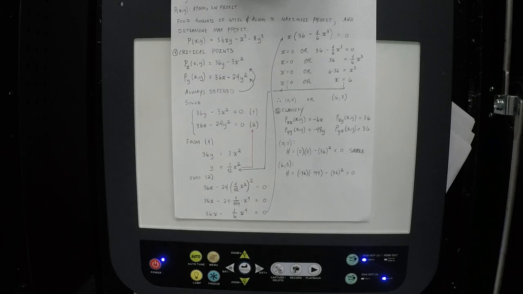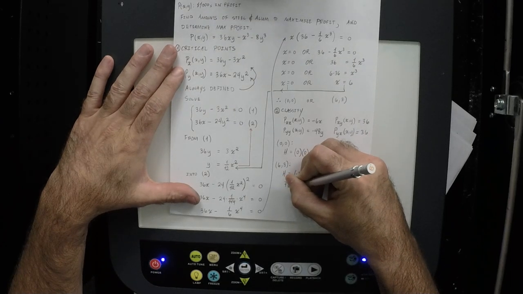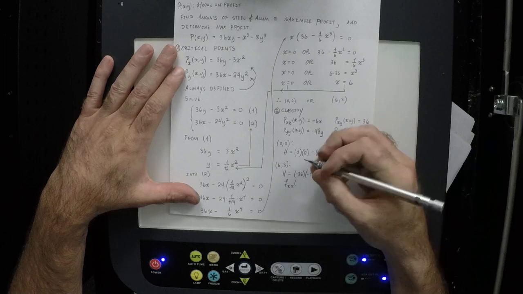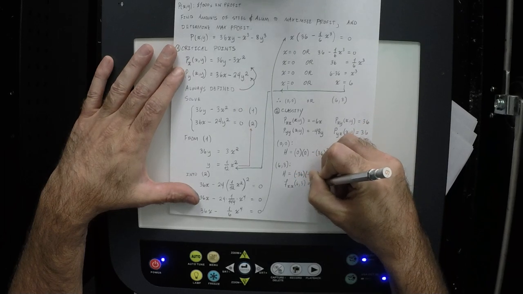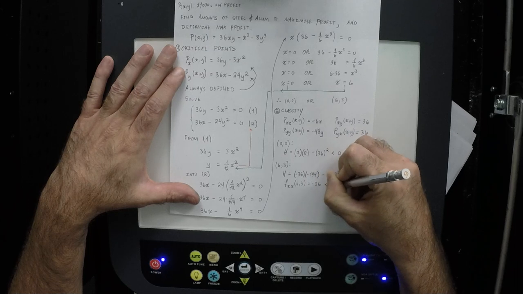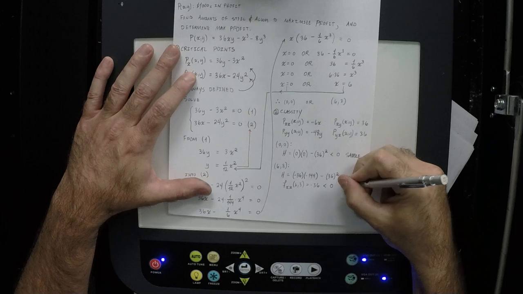We want it to be a max. So how can we confirm that it's a max? Use either pure partial, right? Either one, whichever one you have easiest access to. So the xx partial evaluated at 6, 3, well, we already did that. It's negative 36, which is negative. So what does that tell us? It's a max, which is what we wanted.